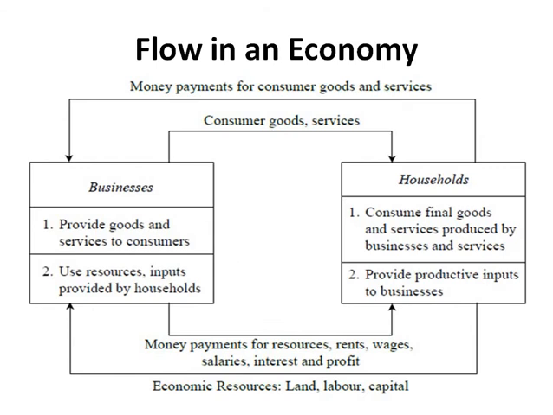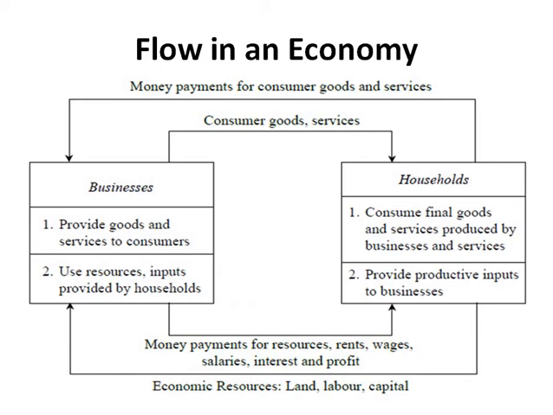So here we have business, then the second one is household. Based upon the business organization, we are going to consider the first one, which will provide the goods and services to the customer. Then based upon the use of the resources, they provide the input to the households. Then the money payments for the resources, rents, wages, salaries, interest, profits, are provided by the business organization to the household, and it also provides the consumer goods and services. Households consume final goods and services which are produced by the business and service.